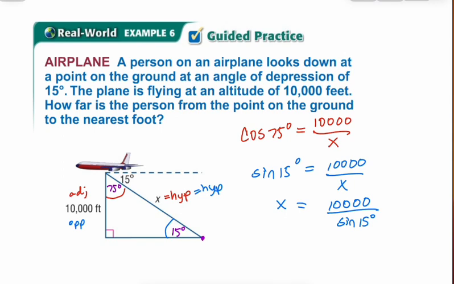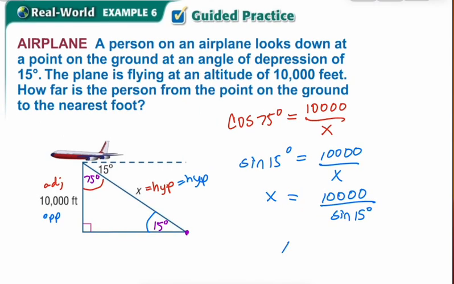And when rounded to the nearest foot, because I'm following the instructions, I get 38,637 feet away from the plane to the person on the ground.